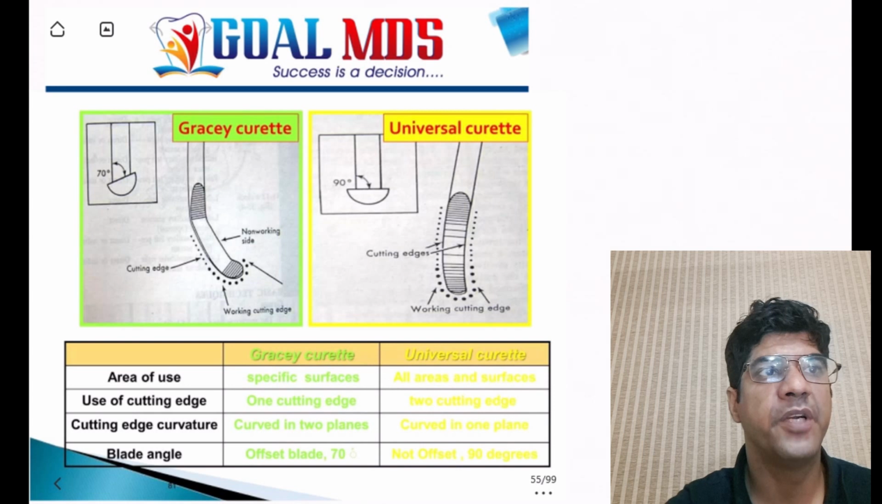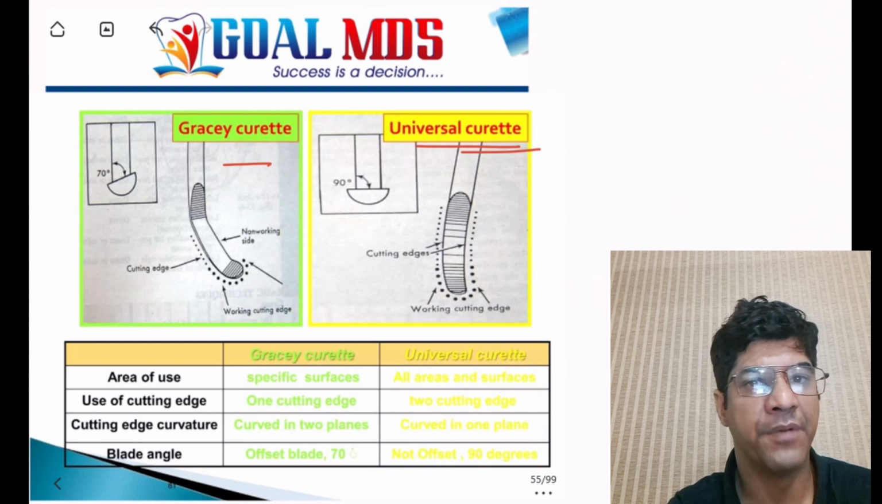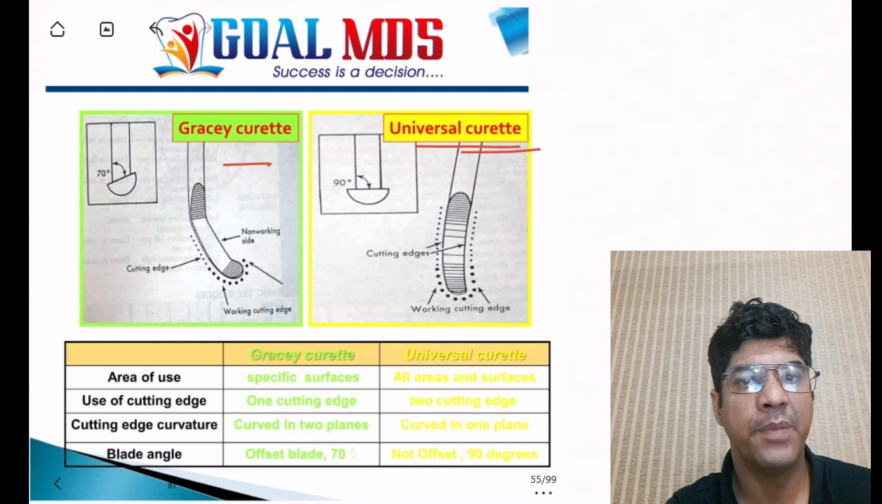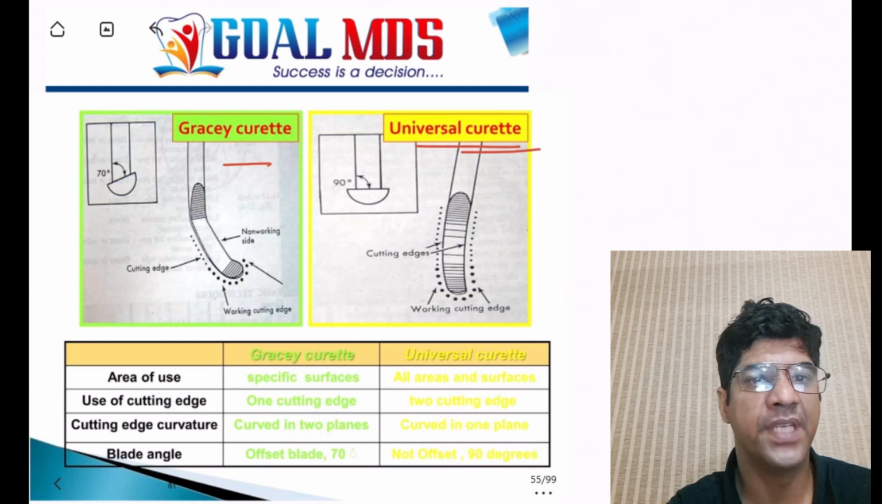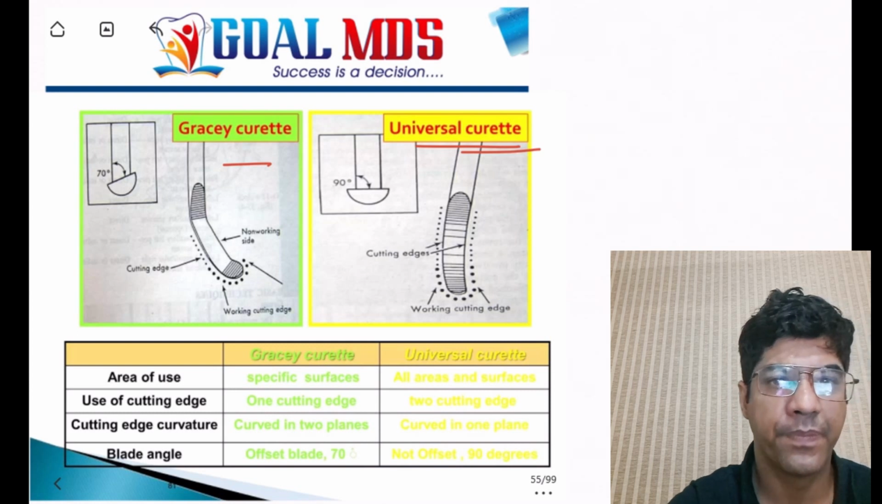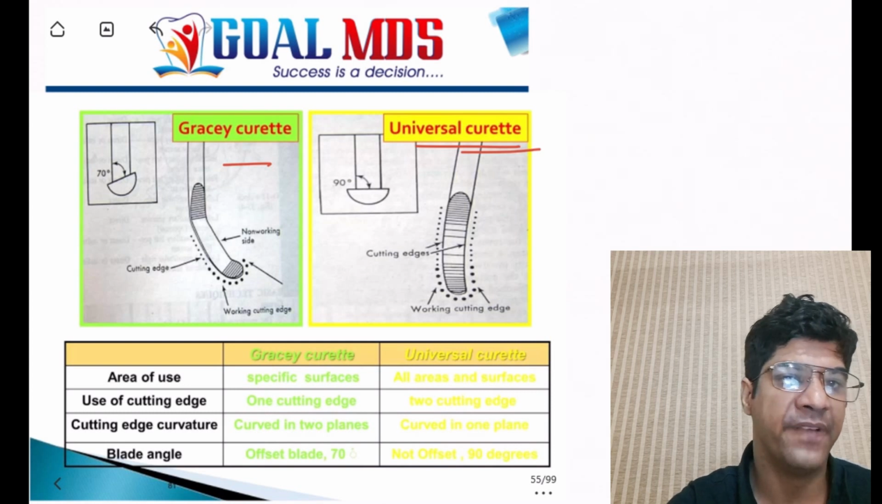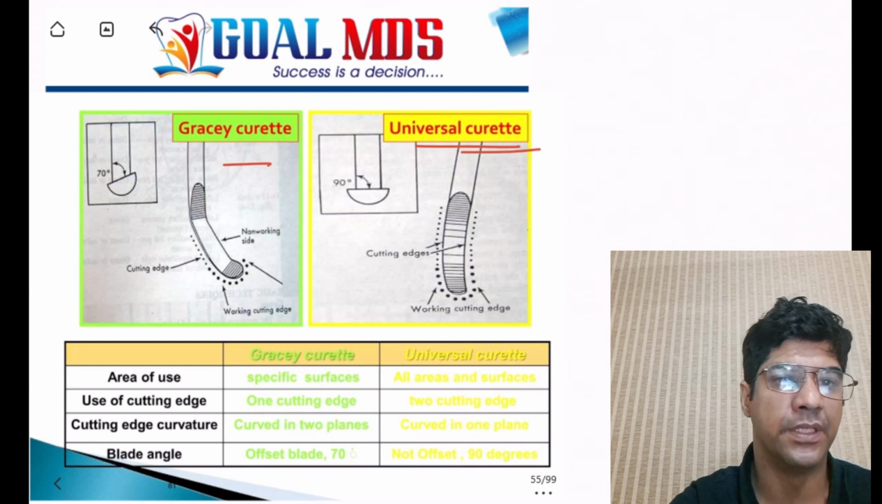Now, what is the difference between the Gracie curette and the universal curette? The Gracie curette is area specific. They adapt to the specific anatomical area of the dentition. They have an offset blade with 60 to 70 degree angulation from the lower shank, whereas the universal curette is more versatile and can be used in various areas of dentition by altering the operator's finger rest, fulcrum and hand position.